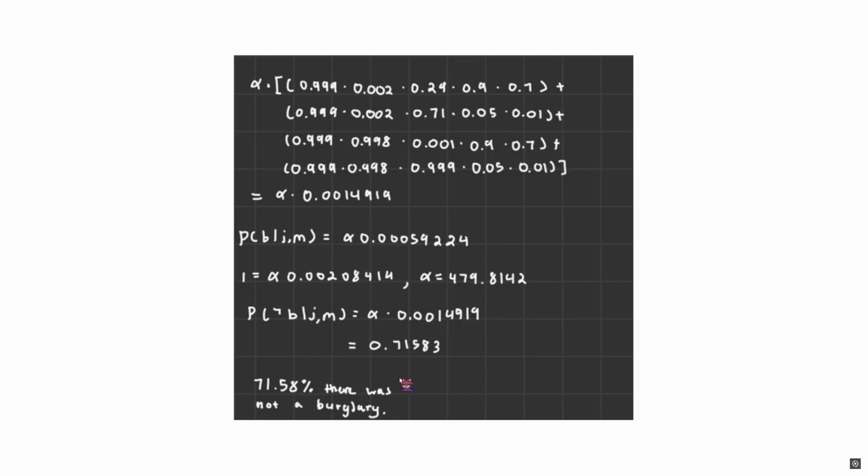This means that there was a 71.58% chance a burglary did not occur when John and Mary both called.